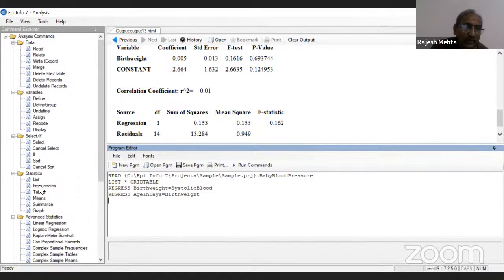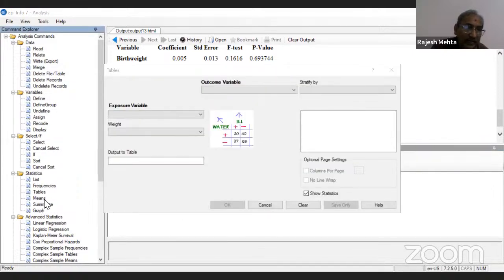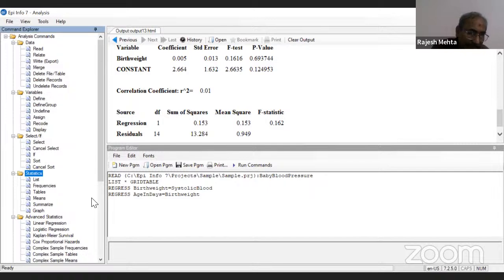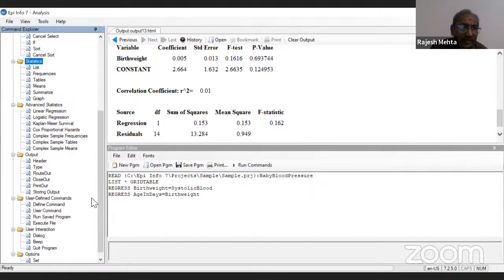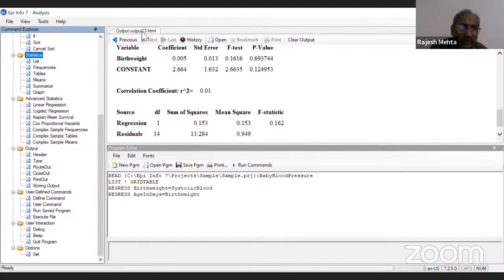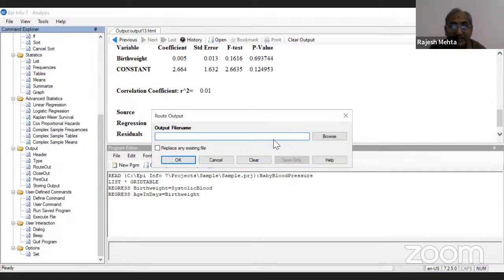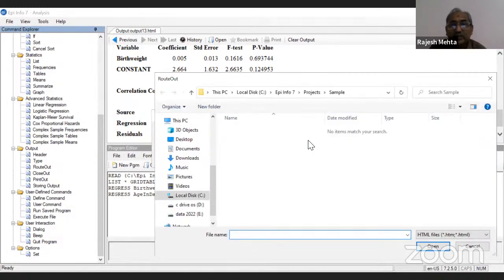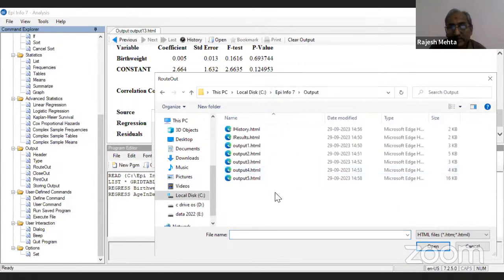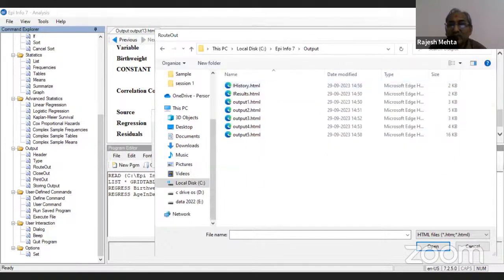And I hope all of you, in any study, you will be able to use the tables, means, command. So I just wanted to show you the linear regression command. And here your output is output 13.html. If you want to set your output somewhere, root out, that should be your command, and you can take the output wherever you want, whether you want to put it in sample or set it somewhere in the output file. You can decide over here how you want to route your file.